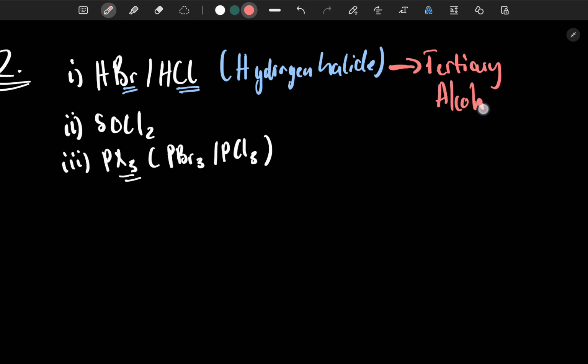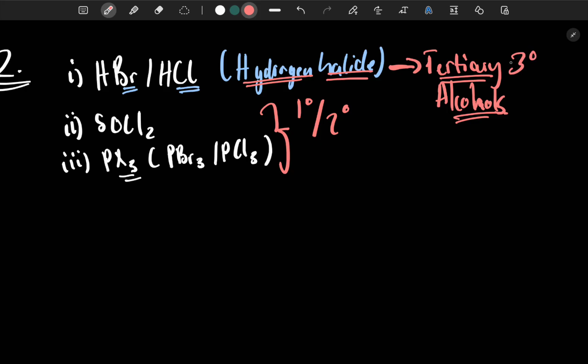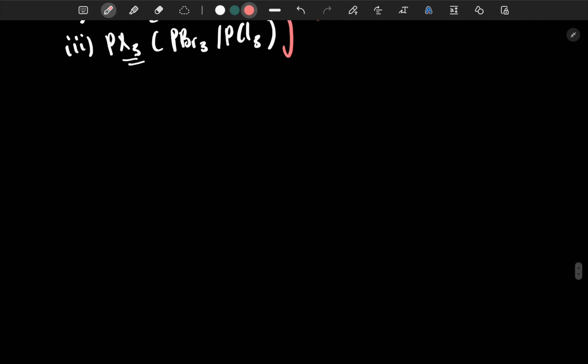So when you have tertiary alcohols, then oh my gosh, he is the best hydrogen halide, the best. Okay, but if you have primary or secondary alcohols, remember tertiary are the 3 degrees, then you can use SOCl2 and PCl3. They only work on primary and secondary alcohols. To be honest with you, HBr, you can see it working on any, but for the case we're going to use, he's going to be working on tertiary.